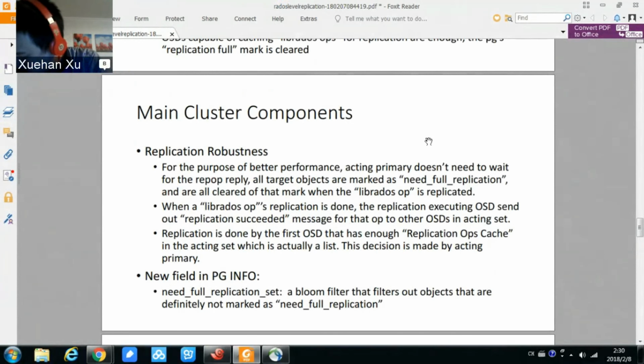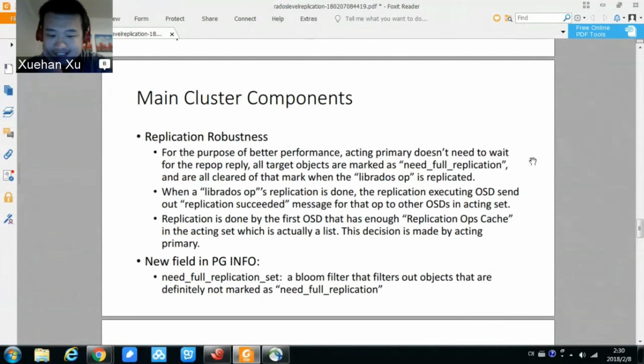So maybe make a note that we'll need to be careful about that aspect of it. Yeah. We didn't think about this.